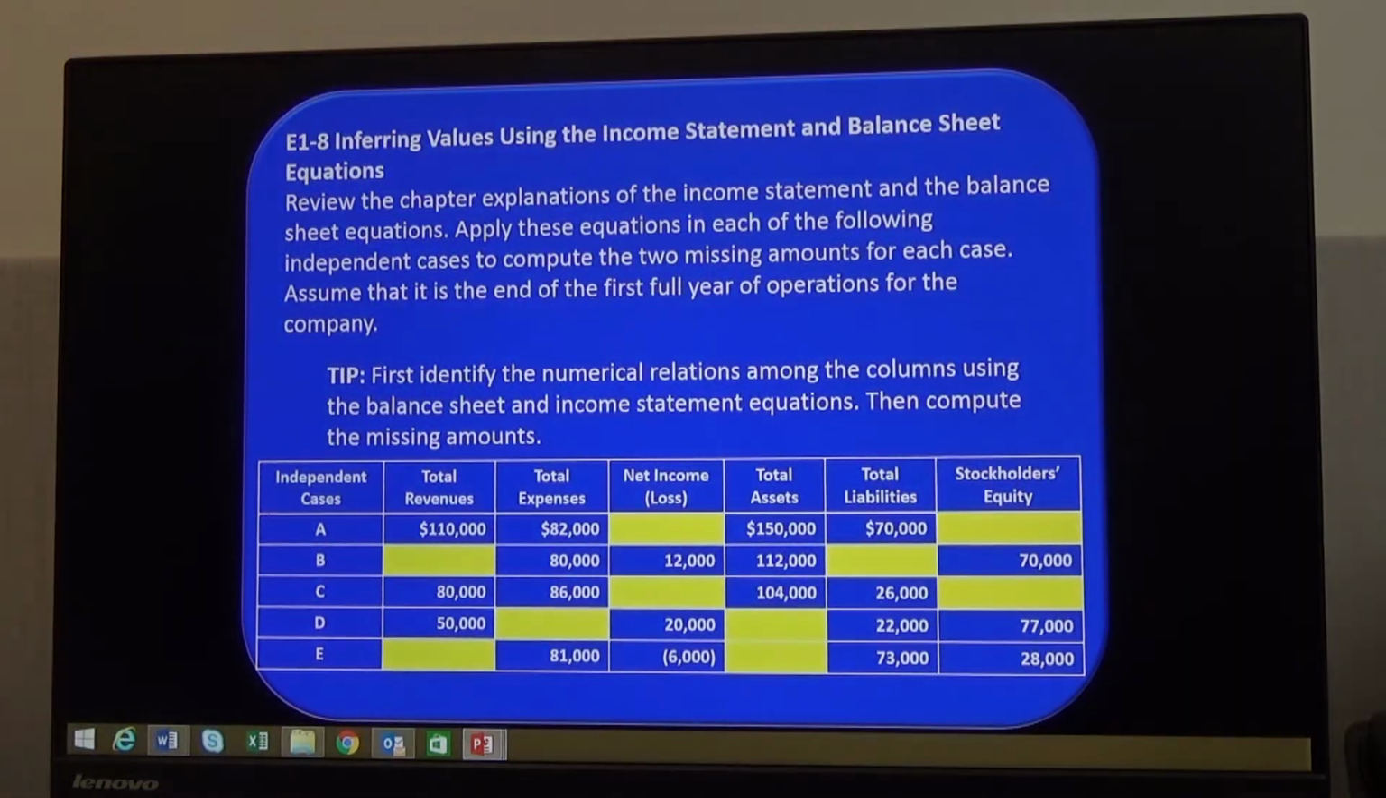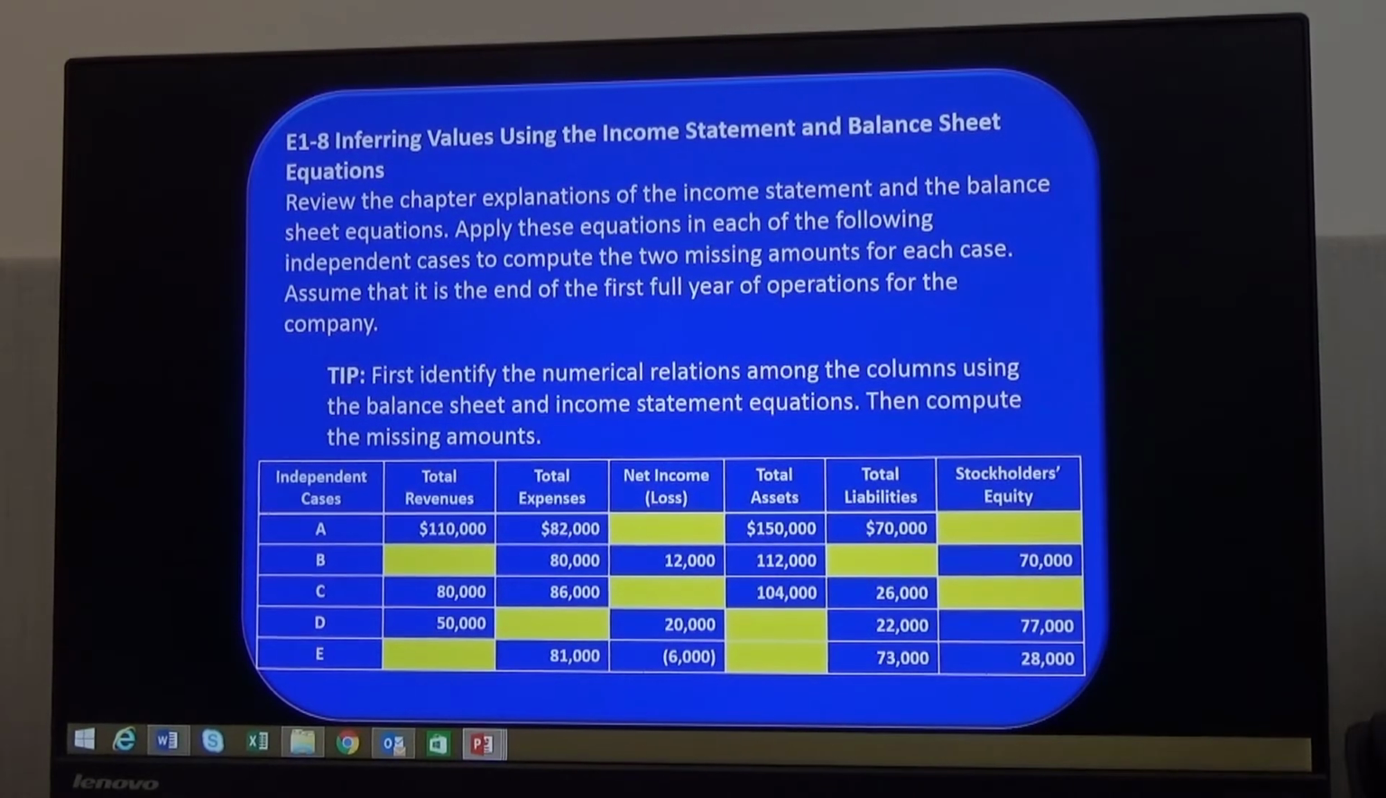Okay, now we're going to do a problem where we're inferring values using both statements. And so they give us some columns here. They give us revenues, total revenues, which would be on the income statement. They give us total expenses that would also be on the income statement. And they subtract the two to get the net income or net loss. If it's a negative number, it would be considered a loss. And they also give us the assets, the liabilities, and the equity from the balance sheet.